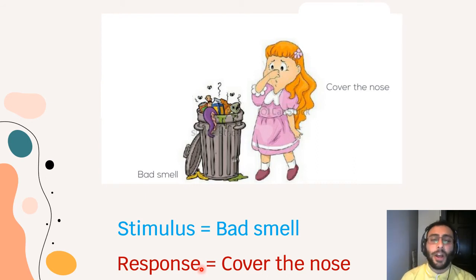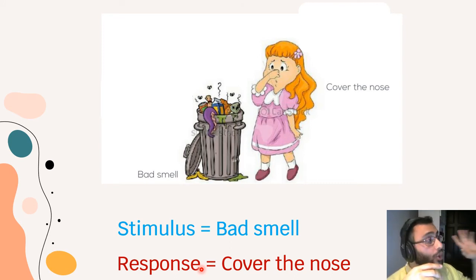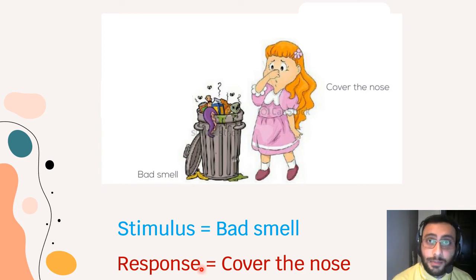Easy. Now, I want you to look around you. Try to find stimuli around you. And try to find responses to those stimuli. For example, it gets hot. Feeling hot or the weather being hot is a stimulus. Try to find different responses to the weather being hot. Think, what do I do? What is my response when it's hot? What do animals do when it's hot? What do plants do when it's hot?